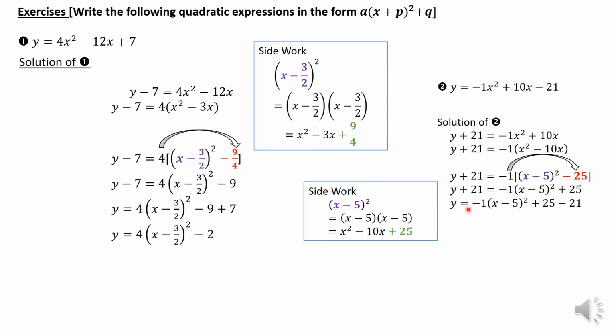When you multiply negative 1 times a negative 25, you get a positive number. Now you can bring your 21 back, and you will realize that your final answer is y equals negative 1 in bracket x minus 5 whole squared plus 4. The negative 1 is the value of a as indicated there. The x minus 5 is what is here. The value of p is 5, and the 4 is the value of q. Now your function is in vertex form.